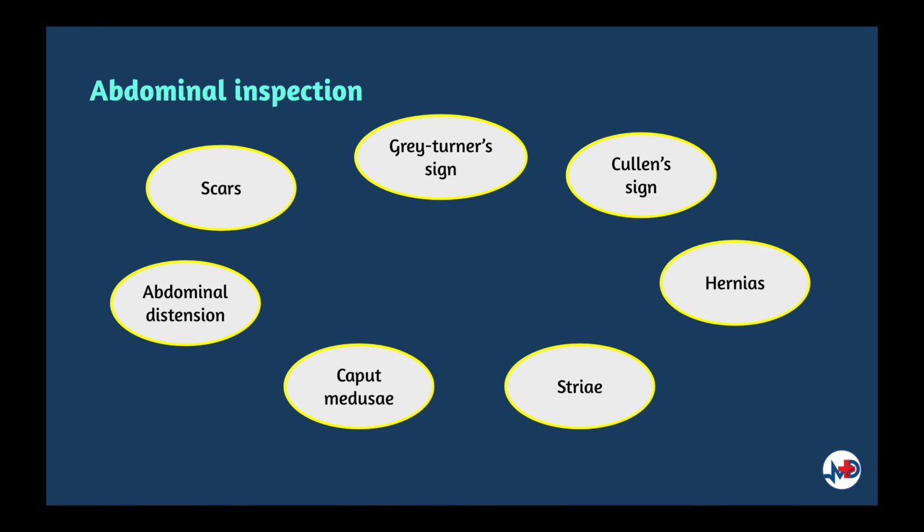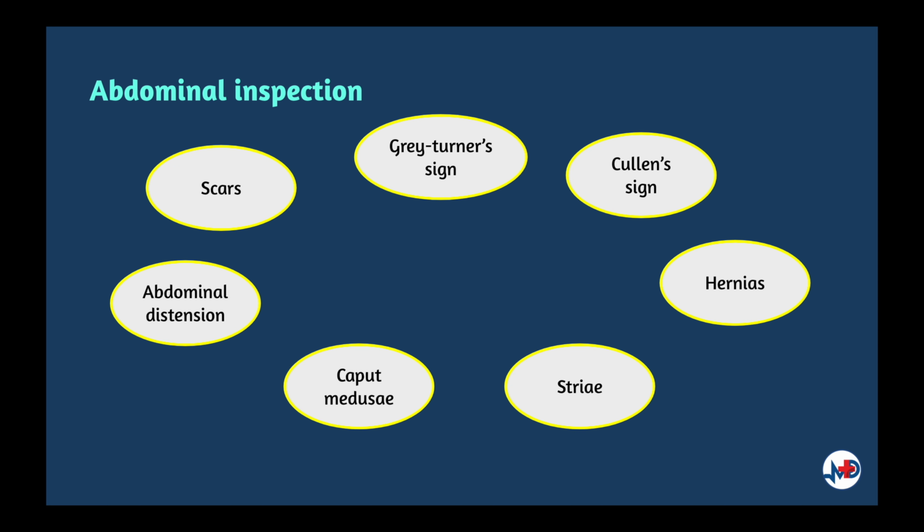Next, position the patient lying flat on the bed with their arms by their sides and legs uncrossed for abdominal inspection and subsequent palpation. Inspect the patient's abdomen for signs suggestive of gastrointestinal pathology, and these can be scars, as there may have been previous surgeries before.